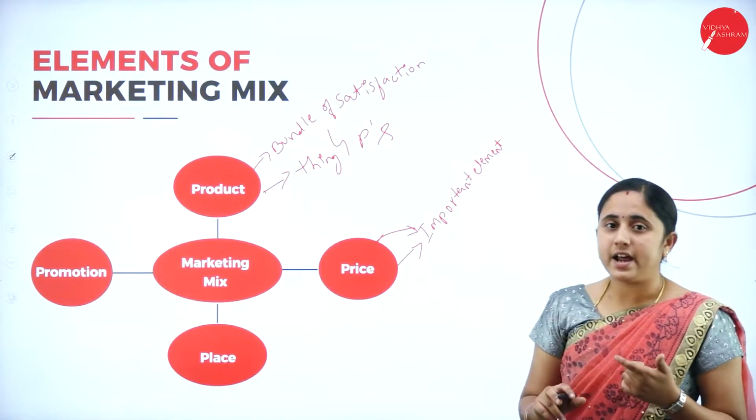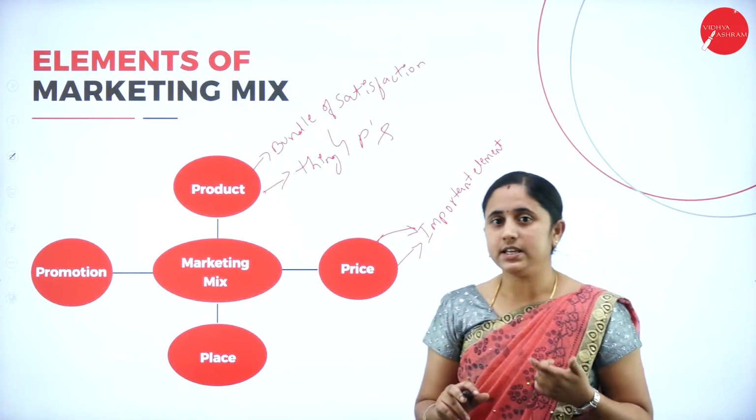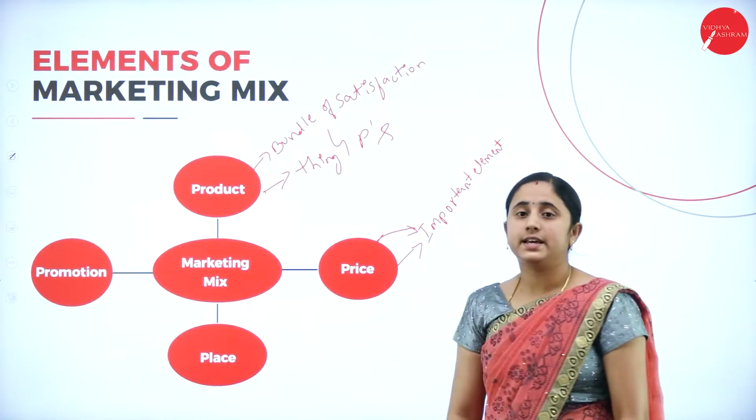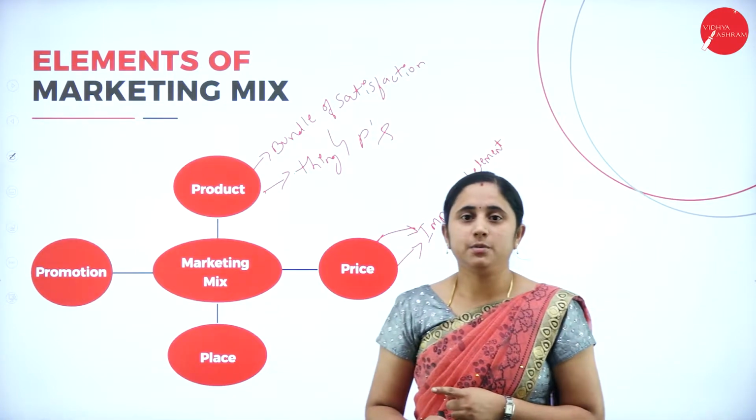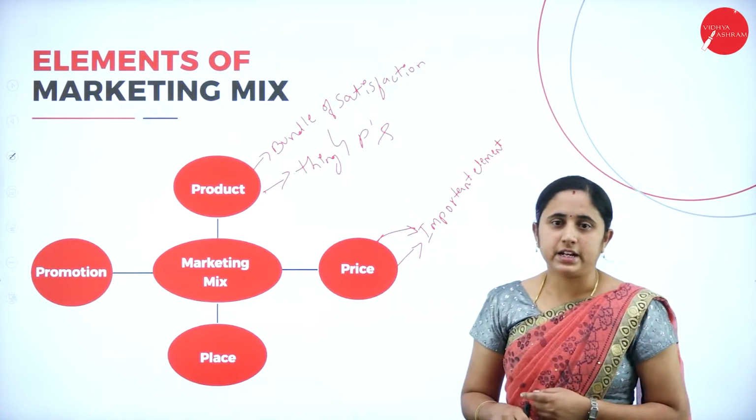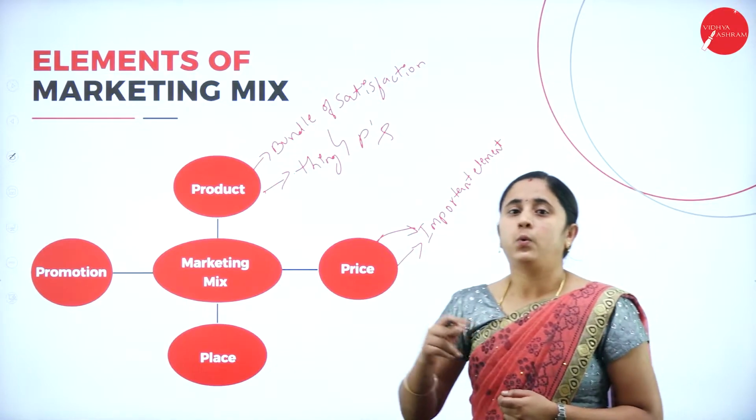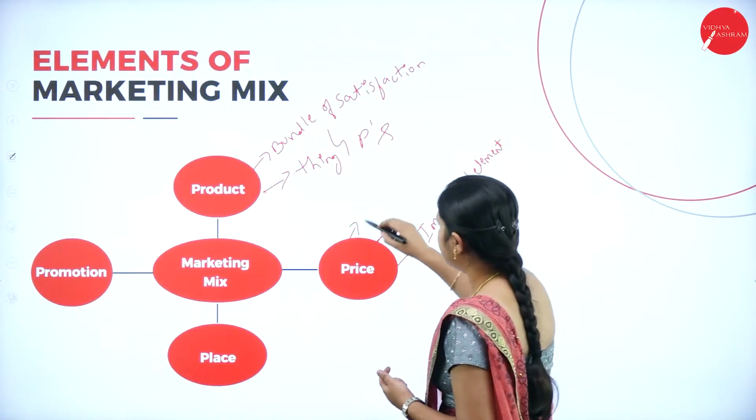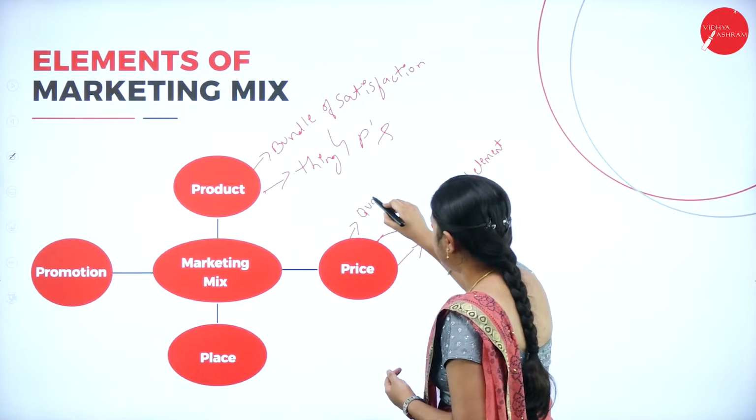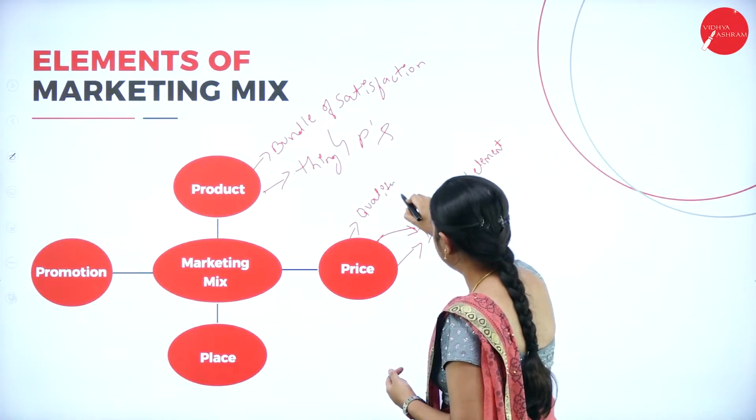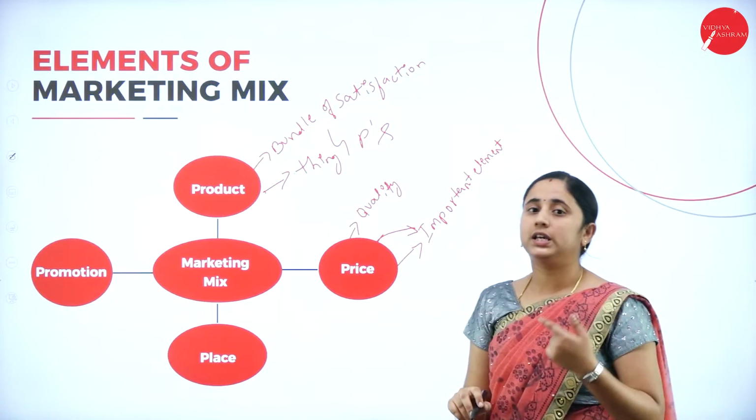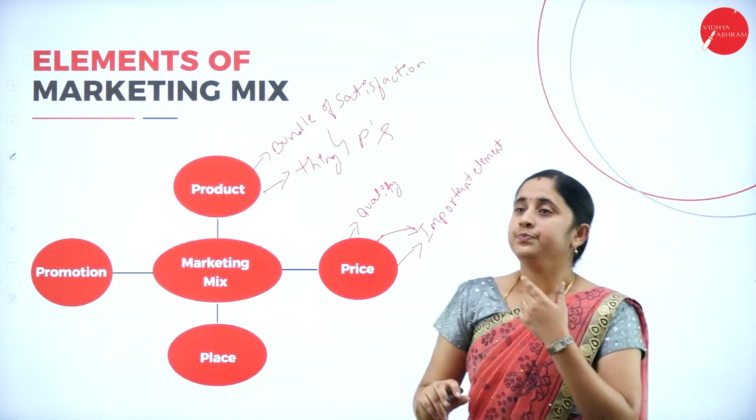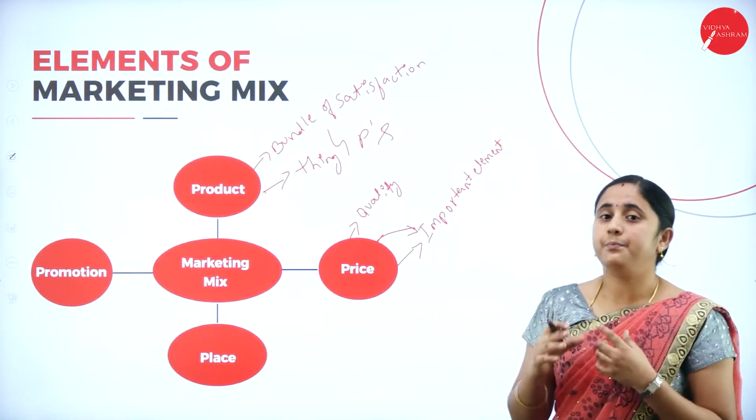So it can attract the customer as well as increase the sales. Price is an important element. It plays an important role in marketing activity. Price denotes the quality of product in the consumer's mind. So price denotes the quality of your product in the consumer mind. So you should fix the price in the best manner.